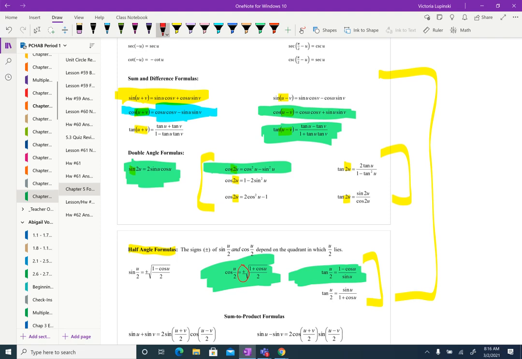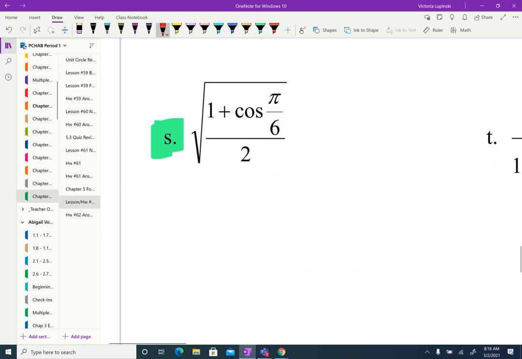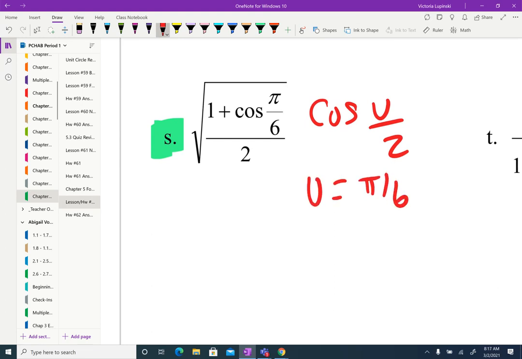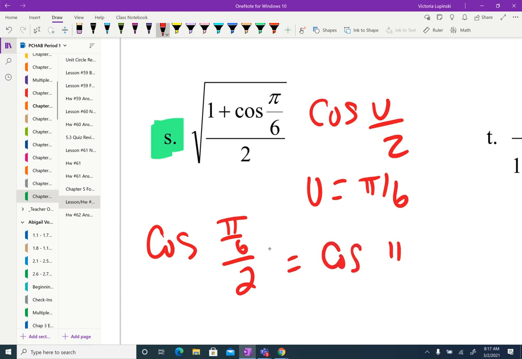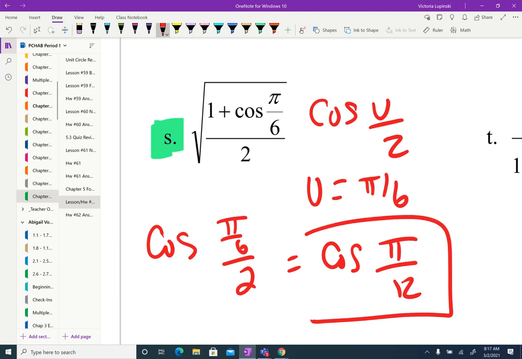So this is equal to the cosine of u over 2. And again, u in this case is pi over 6. So this would be equal to the cosine of pi over 6 divided by 2. And when you divide pi over 6 by 2, you double the denominator and get pi over 12. Pi over 12 is not something that you know the cosine of, so you leave it there.